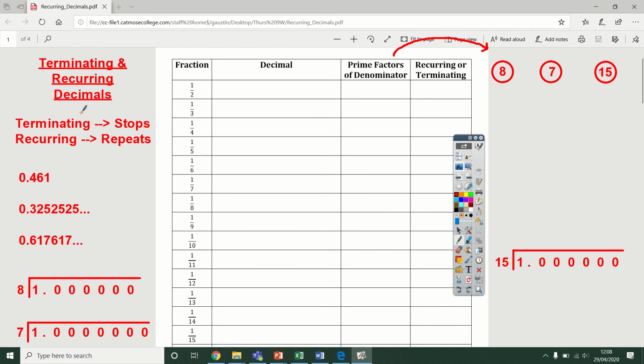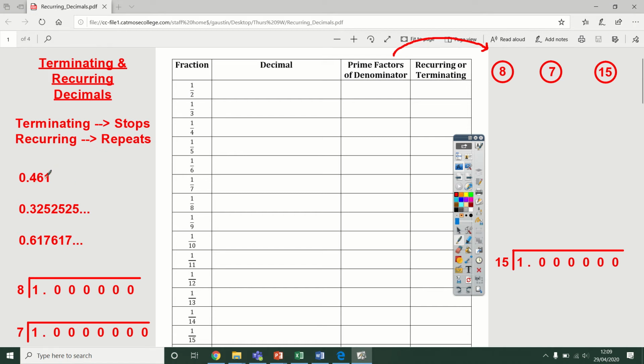Well, a terminating decimal is one that stops. Okay, it's got some digits in it, and then that decimal just stops itself. A recurring decimal is one that repeats. Okay, it's got a repeating pattern in it, and the digits go on forever. Okay, so here's some examples.